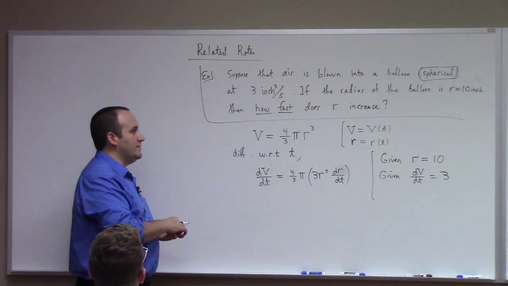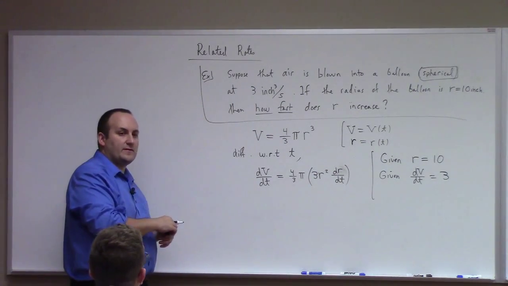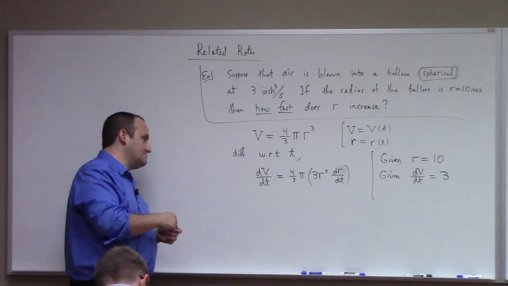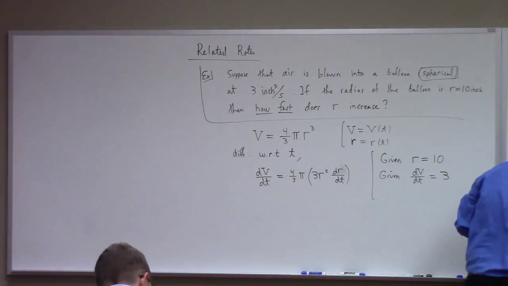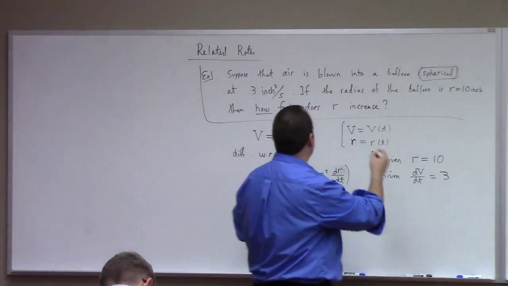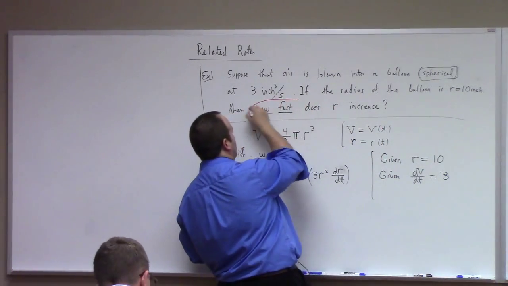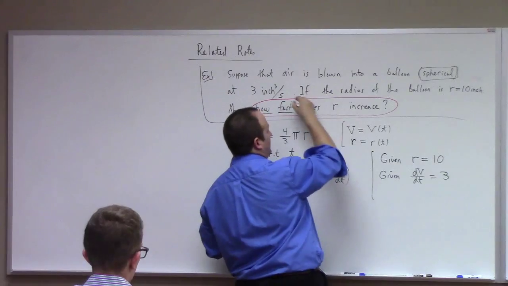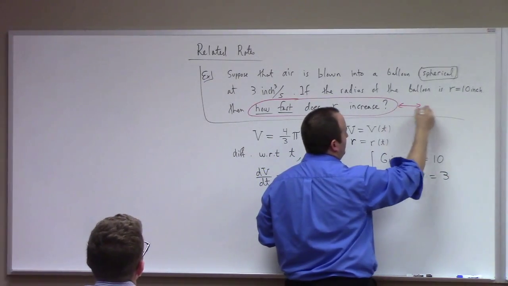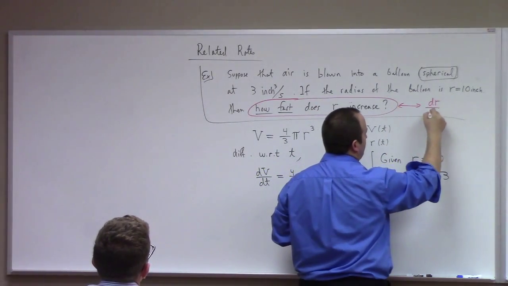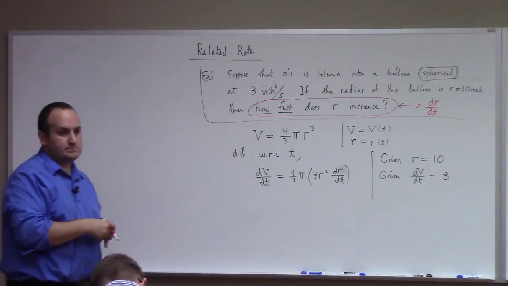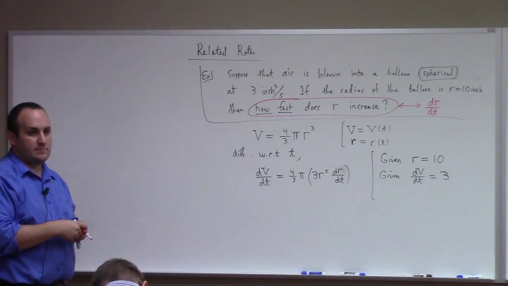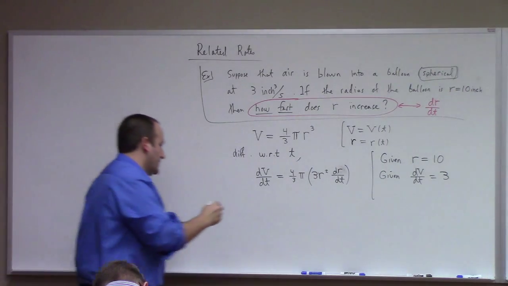What are we actually trying to solve for here? Think about it. What's the question that I asked? What is that in terms of calculus? Rate of change, right? This is interchangeable with dr/dt. So what we want to solve for is dr/dt. These aren't hard. You just have to think through them. So dr/dt is what?